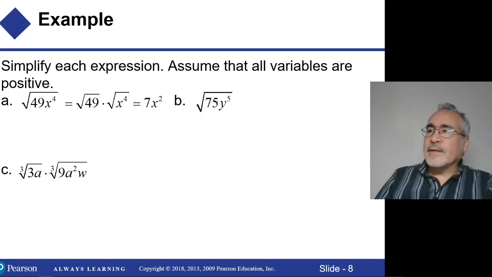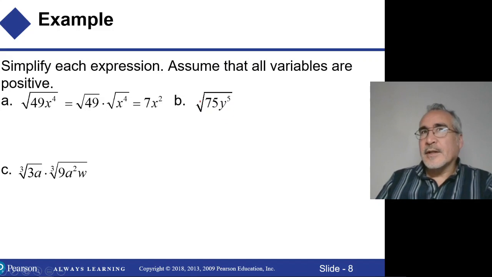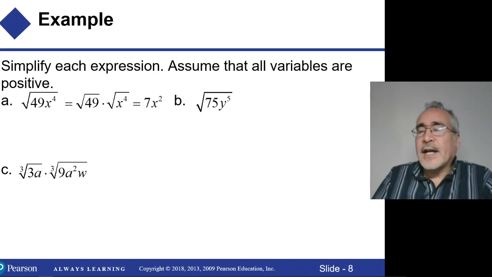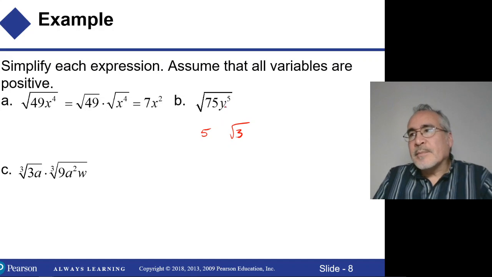Here's a square root. 75 is not a perfect square, but I could see maybe a 25. 3 times 25 is in there, and the square root of 25 is 5. So I can see probably a 5 coming out, a 3 being left inside. 5 is not an even number, but 4 is.